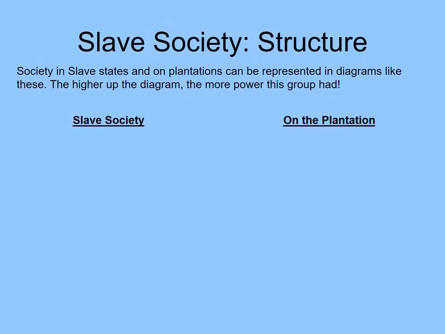We're going to consider slave society and structure now. Society in slave states and on plantations can be represented in diagrams like these. And so, as we might have seen with diagrams that are similar in appearance to this, like for example the feudal system in medieval England, the higher up the diagram, the more power that group had, but also the smaller it tended to be in size.